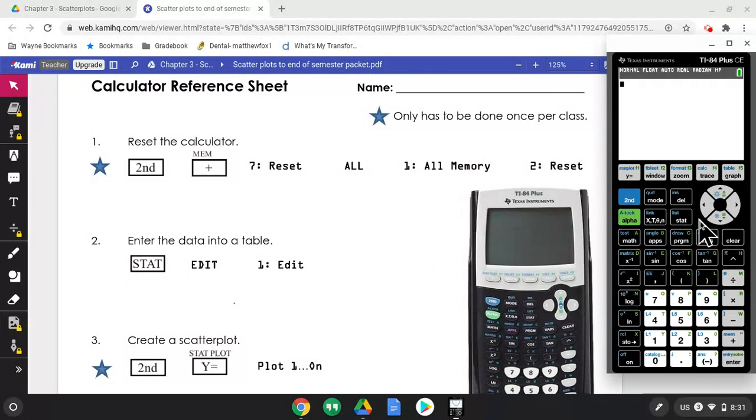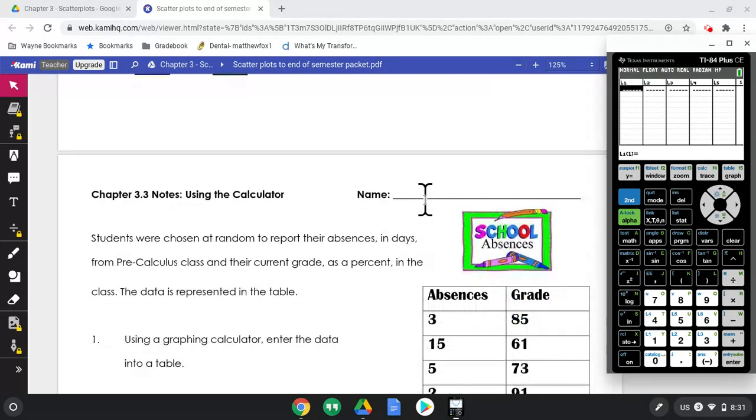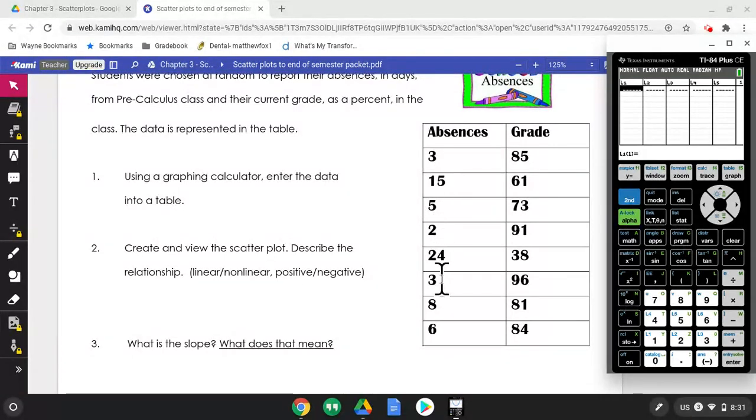Now, from here, I can go to the next step, enter the data into the table. So I'm going to hit stat, and then enter, because we're already on edit, number 1 edit. So here are my lists. I can fill those in, going right down the list. List 1, I'll do 3, then 15, then 5, then 2, then 24, then 3, then 8, then 6. As you go, make sure you're typing those in correctly, because if you make a mistake, it can cause your whole answer to be off. Now the next list, I'll do 85, 61, 73, 91, 38, 96, 81, and finally 84.